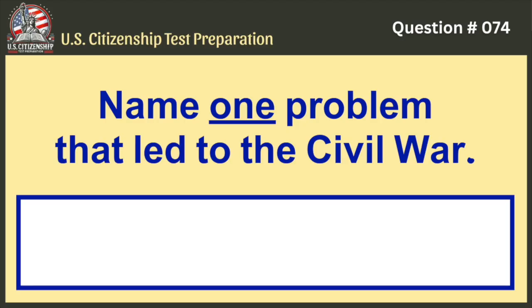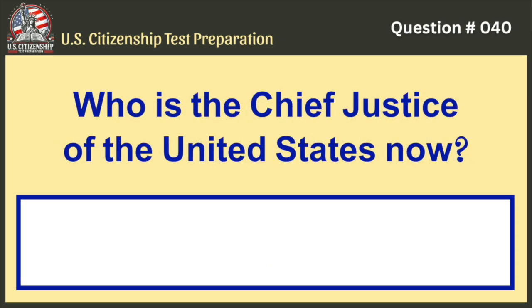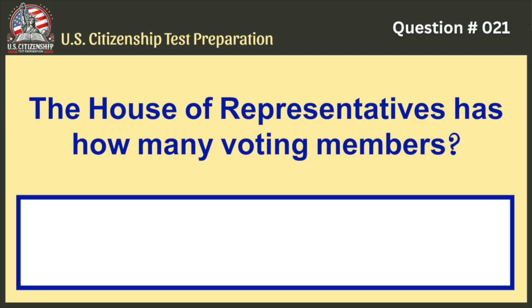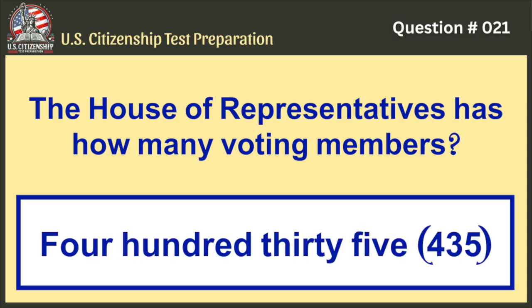Name one problem that led to the Civil War. Slavery. Who is the Chief Justice of the United States now? John Roberts. The House of Representatives has how many voting members? 435.